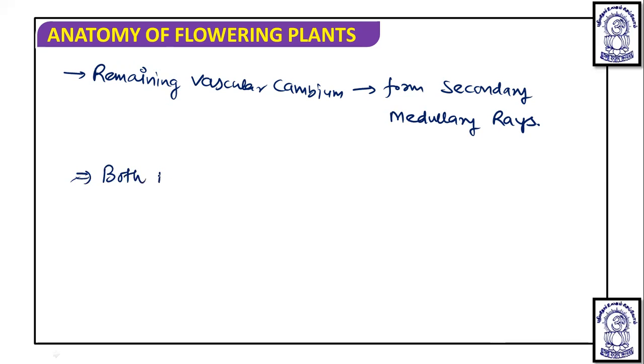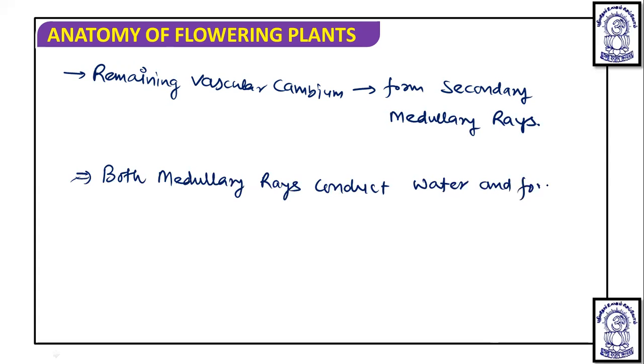Both medullary rays conduct water and food in radial direction. Okay, so this is the formation of vascular cambium and its activity. Now we are going to talk about the formation and activity of cork cambium in dicot root.